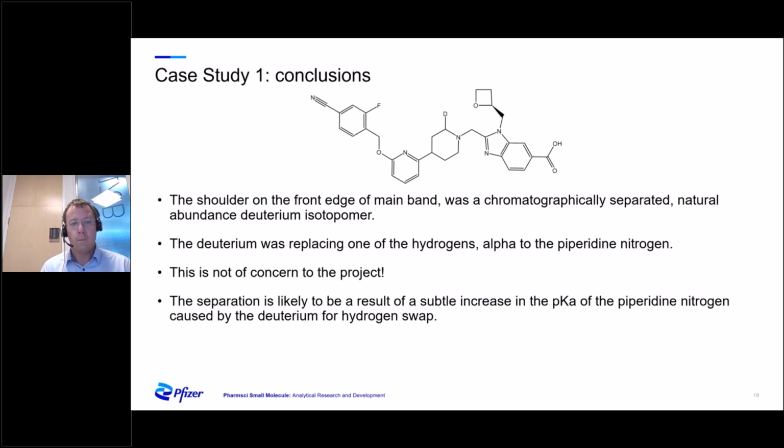So if there are 4 possible positions for this deuterium to go in alpha to the nitrogen, that would give you about 0.04%. But with the accuracy of the integration on that peak on the front edge of the main band, we think this is a reasonable explanation. The deuterium was replacing one of the hydrogens alpha to the piperidine nitrogen, and this is therefore not of concern to the project. Nobody's worried about deuterium isotopomers of your API. And the separation was likely a result of a subtle increase in pKa for the piperidine nitrogen.